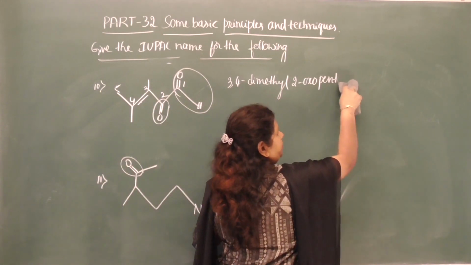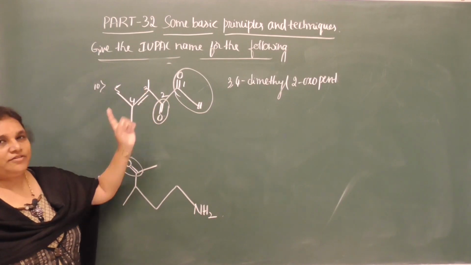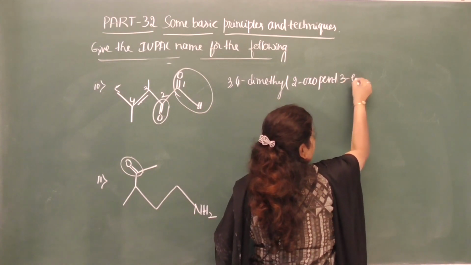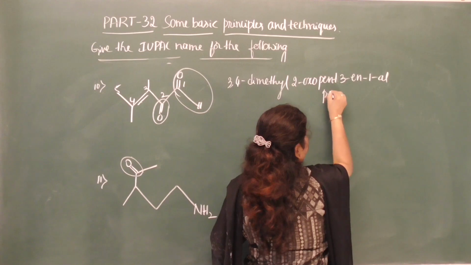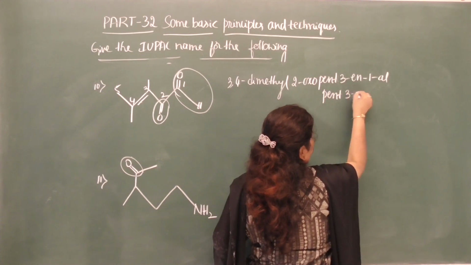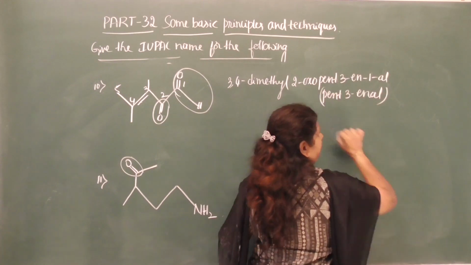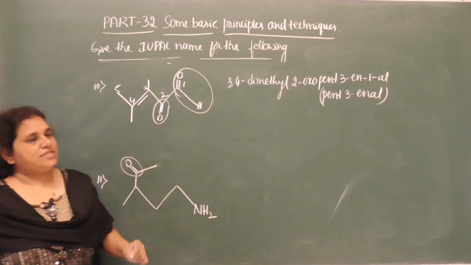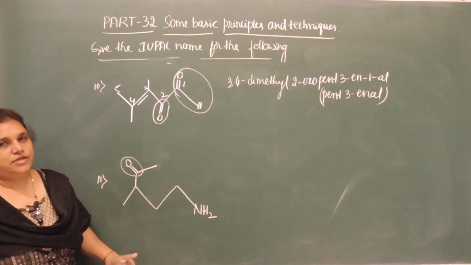The secondary suffix we need to give. A double bond is also there between the third and fourth carbon. Therefore, pent-3-en-1-ol, or you can write it as pent-3-enol. You can write like this, pent-3-enol. And here I took oxo as a prefix for the ketone functional group instead of keto.